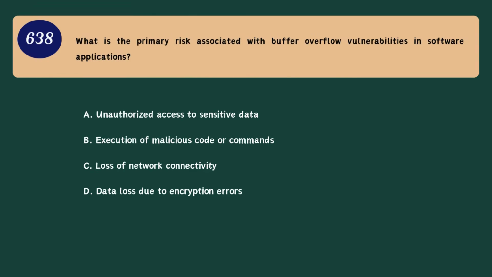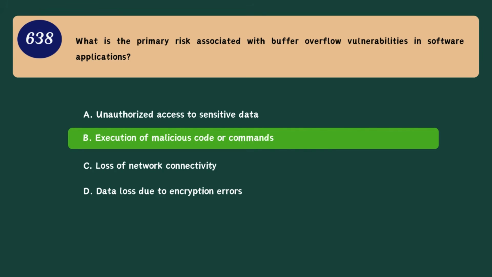Question 638. What is the primary risk associated with buffer overflow vulnerabilities in software applications? A. Unauthorized access to sensitive data. B. Execution of malicious code or commands. C. Loss of network connectivity. D. Data loss due to encryption errors.